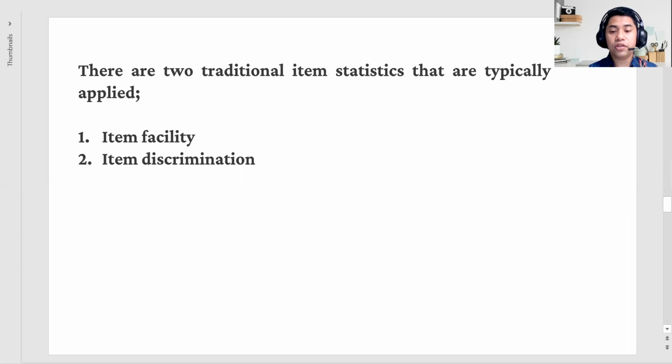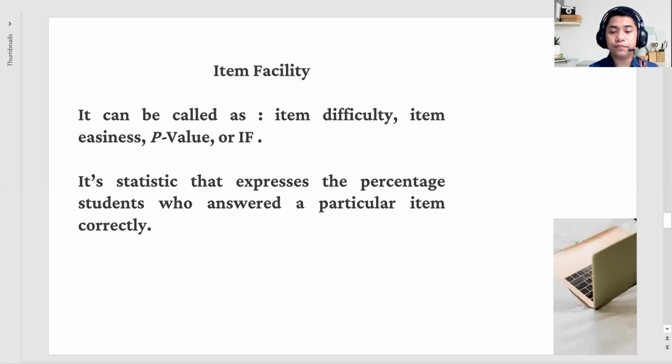There are 2 traditional item analyses. The first one is item facility, and the second one is item discrimination. Item facility goes by many other names: item difficulty, item easiness, p-value, or just abbreviated simply as IF. Item facility expresses the percentage of students who answered a particular item correctly.